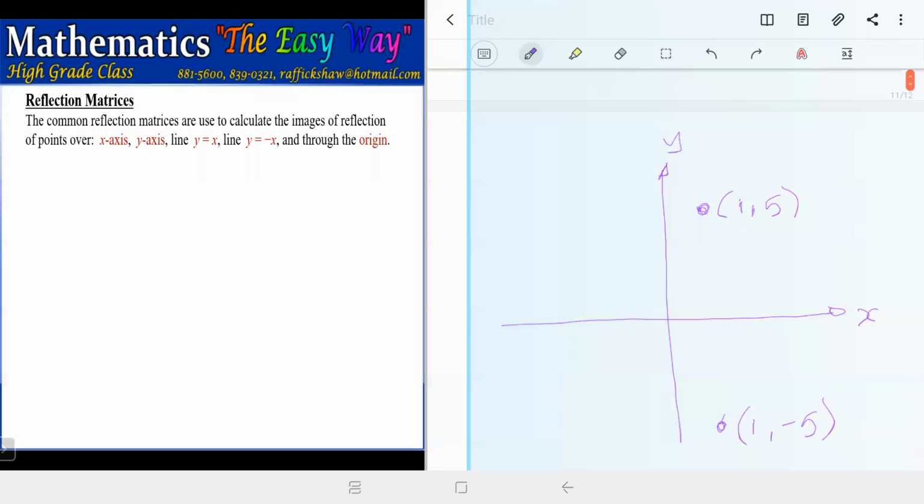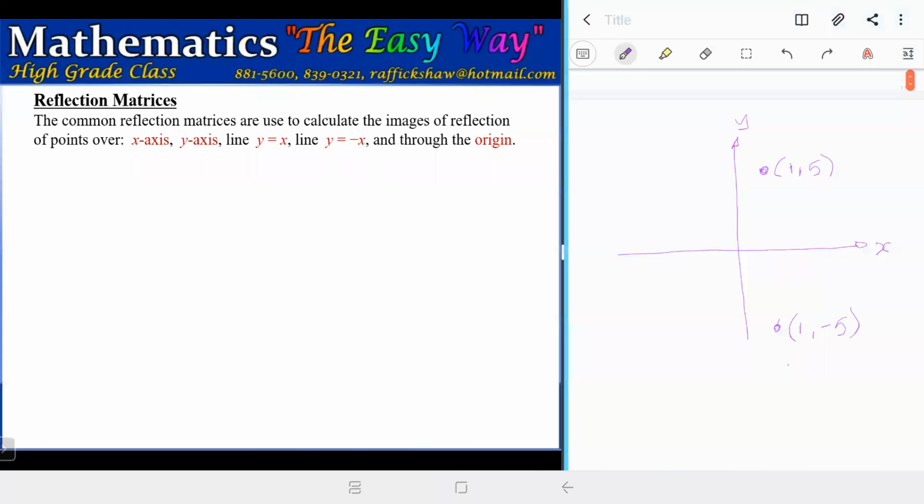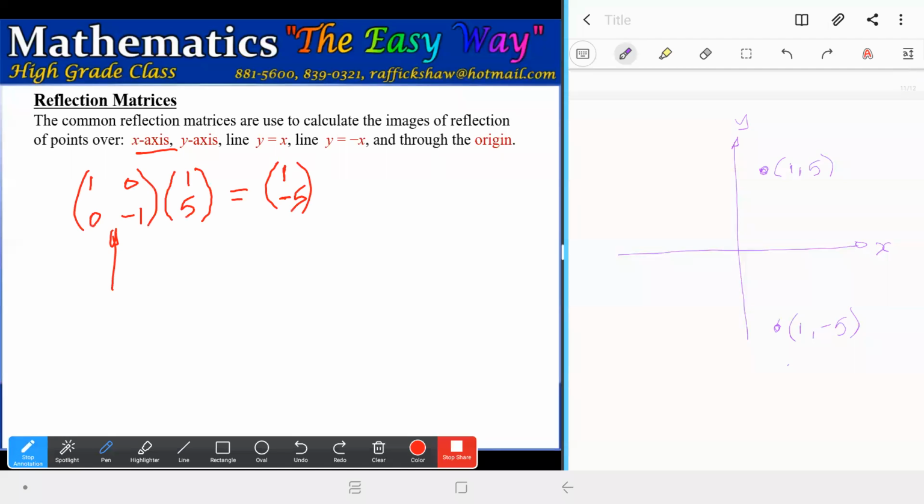All right, come back to this now. Do you understand that so far? So the matrix for reflecting over the x-axis shows you that it is proven that that matrix will do the calculation for you. And so the matrix that represents a reflection of the x-axis is this one.